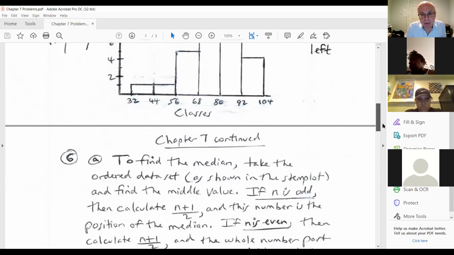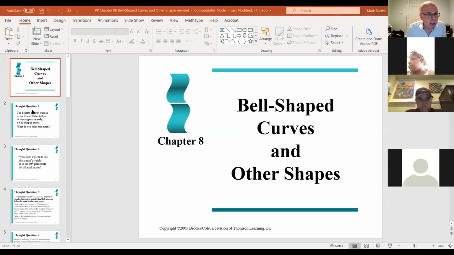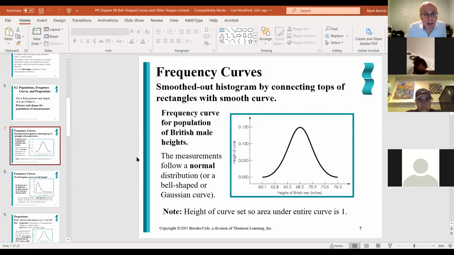All right, that's it for chapter 7. Let's go now to the PowerPoints for chapter 8, where we're going to talk about bell-shaped curves. Now, these curves are what? They look like that.